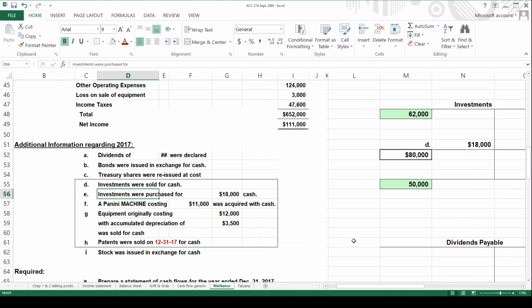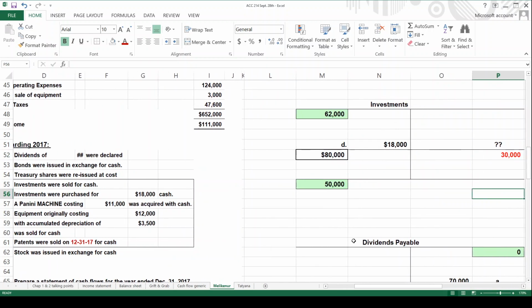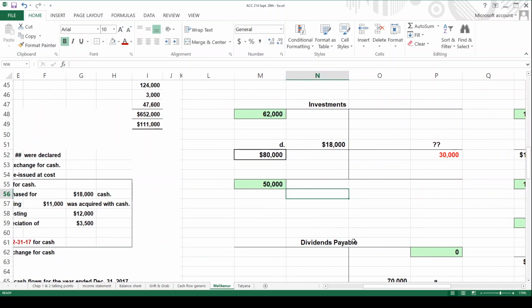So do a little T account. Now this is not an accounting class and we don't need to do debits and credits, but what we're trying to figure out is what happened. So if we started with 62 and then we bought an investment costing 18,000, that would have brought our balance up to 80,000, but we didn't end up at 80,000, we ended up at 50,000. So we must have sold something that cost $30,000.